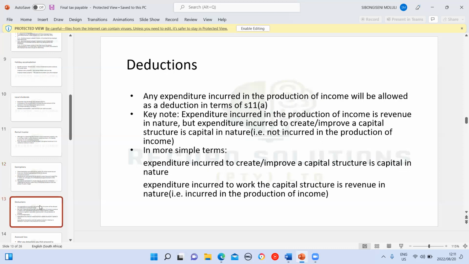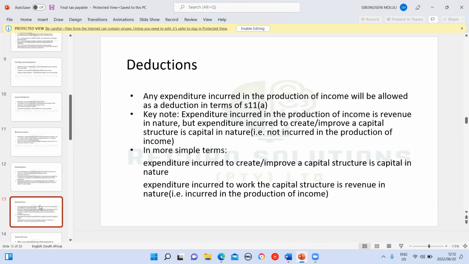So moving on to the other component, deductions. Any expenditure incurred in the production of income will be allowed as a deduction in terms of Section 11A. This is where you have to be very careful and know your terms and differences between what is capital in nature and revenue in nature, but I was kind enough to break it down simply.